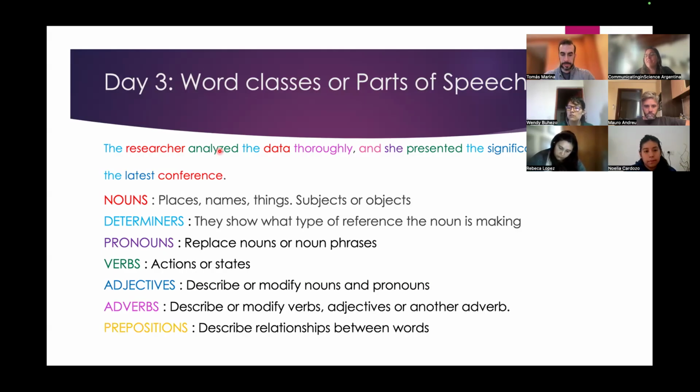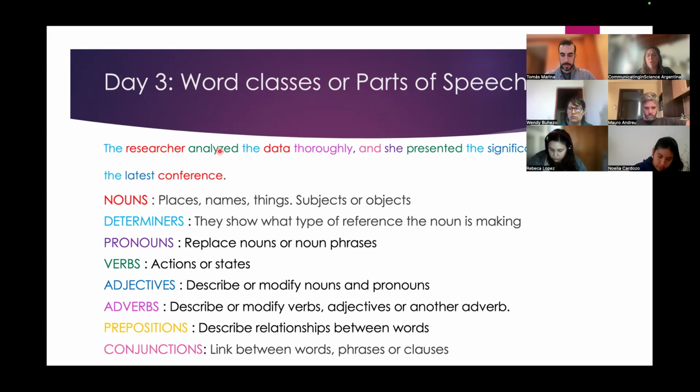Prepositions describe the relationship between words. In Spanish, some of you might remember them: a, ante, con, contra. In English, they are a little bit more difficult to remember and a little bit more confusing, but we have words such as in, on, into, within. Those are prepositions and they describe relationships between words. Not only spatial relationships, but other kinds of relationships also.